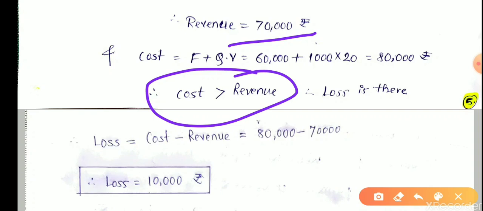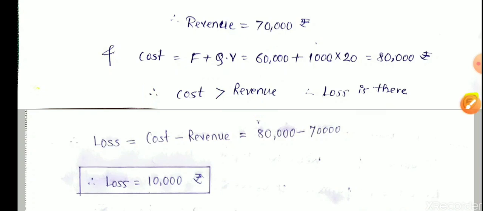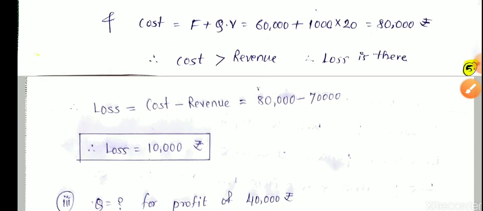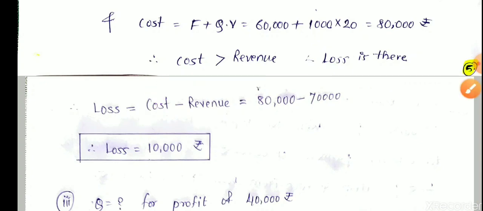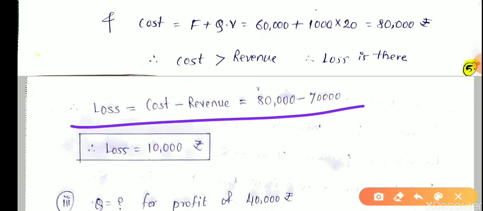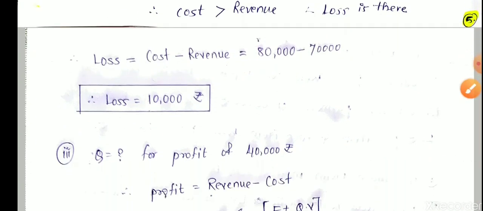And in some numericals, if revenue is greater than cost, then definitely there is a profit. If cost is greater, then obviously there is a loss. We have to mention in our answer whether there is a loss. Loss is equal to cost minus revenue. If there is profit, then it is revenue minus cost. Here the loss is 80,000 minus 70,000, that is 10,000 rupees.